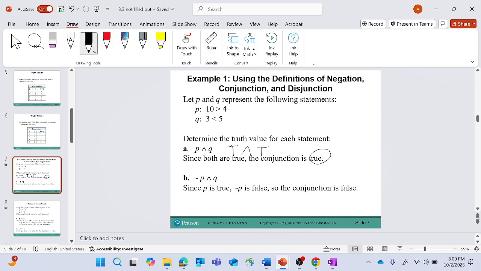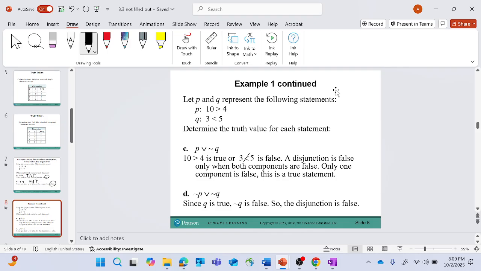For the second statement, B, not P and Q. So if P is true, that means not P is false. So what we really have is false and true. Right? False and true. So since it's an and statement and not both of them are true, that's why this statement is false. Conjunction, or the and statement, is very picky. They both need to be true statements for the whole thing to be true. That's why for part B, the not P and Q, that's a false statement because one of those is false. Are we fine with that? Okay.